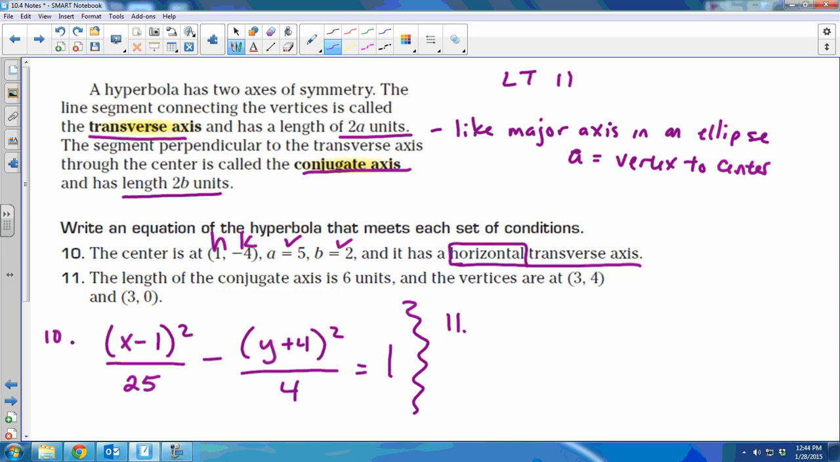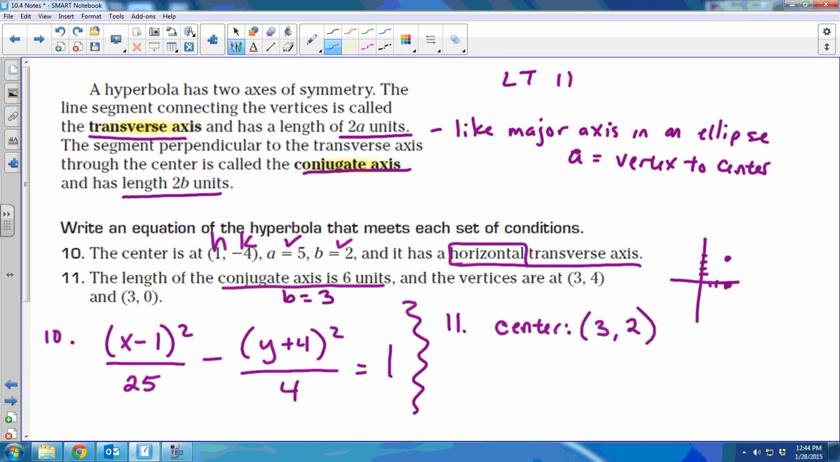Super easy. On 11, the length of the conjugate axis is 6 units. So what does that tell us? B equals 3, right? The length of the axis is 2b, then b is half of it, so b is 3. The vertices are at 3, 4, and 3, 0. That can tell us a few things. You can find the center. Here's 3, 4, here's 3, 0. So what's the center going to be at? 3, 2, right? Between 3, 0 and 3, 4.